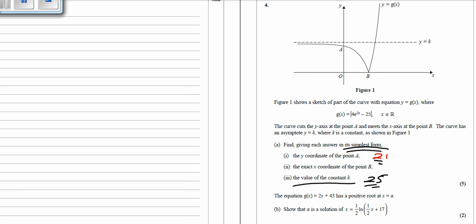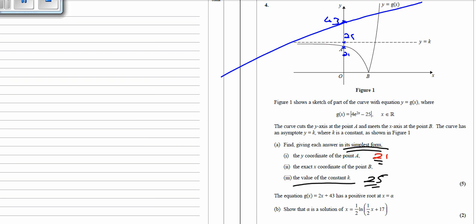So we're looking at the equation of a line, 2x plus 43. So we know this is 21 there, we know this is 25. So 43 is going to be up here somewhere. Y equals 2x, a straight line that does that. It's going to have two solutions.